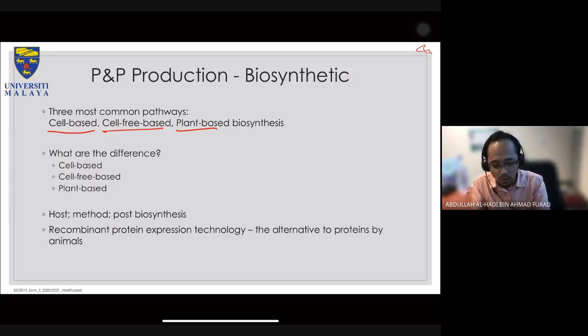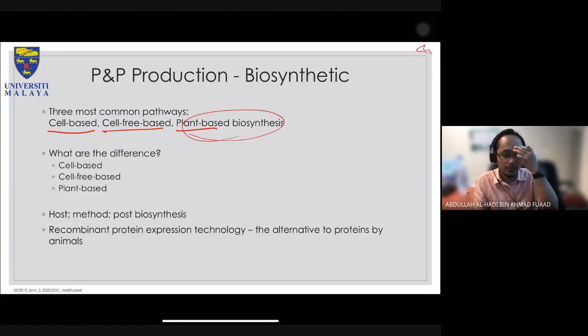Okay, so that is one of the things that is actually growing. The industry nowadays is more interested in doing plant-based synthesis. Why? Because one, a cell-based approach is more costly and time-consuming.